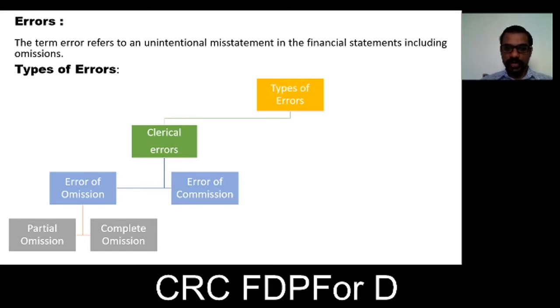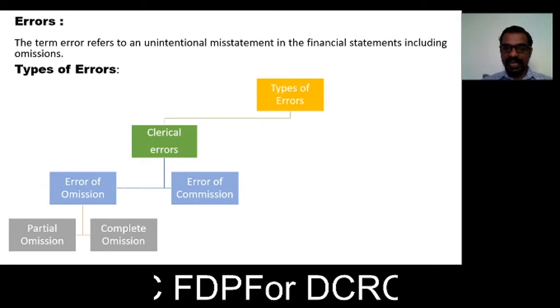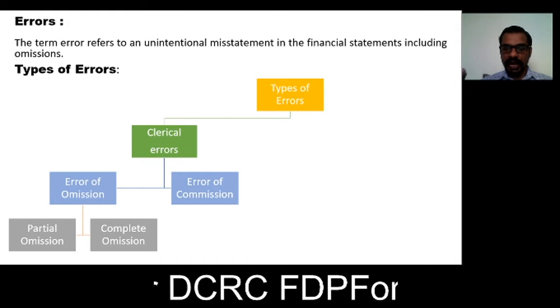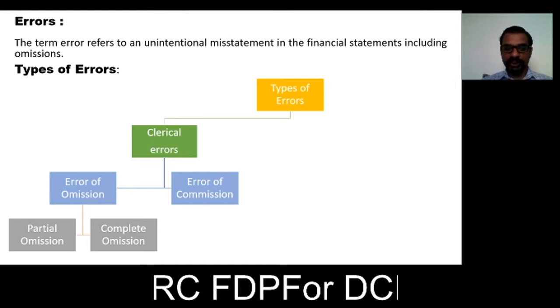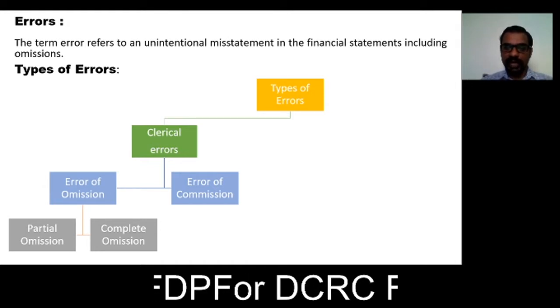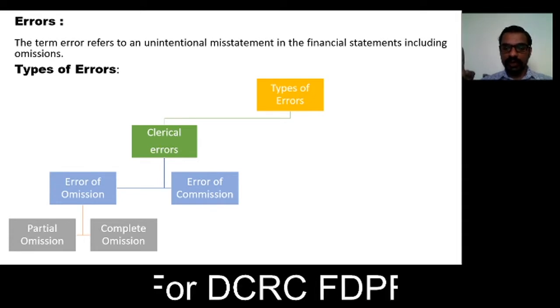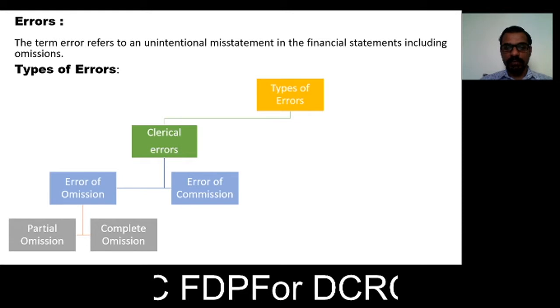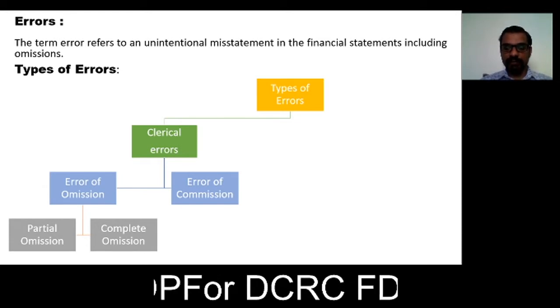Okay, understood? So in this way, under the clerical error, there are two subtypes. One is the error of omission and another one is the error of commission. And under the error of omission, again there are two subtypes. One is the partial omission, another one is the complete omission. Okay, so it is the first major type of the error.